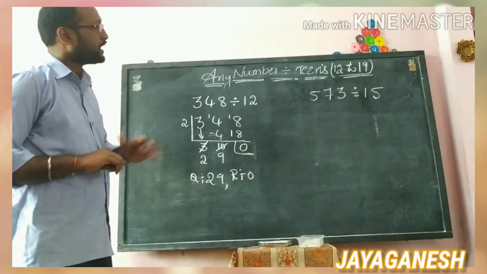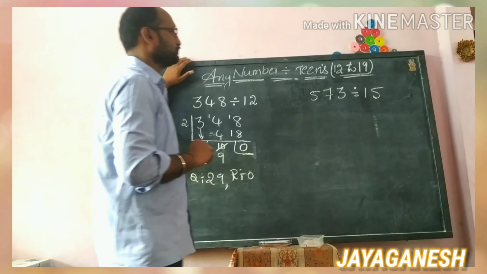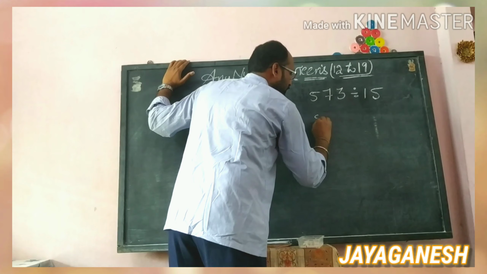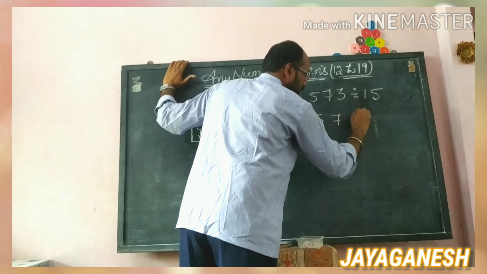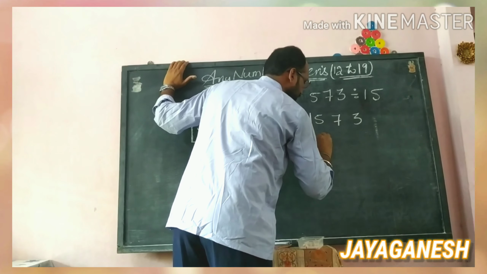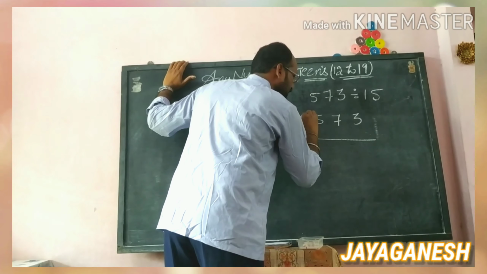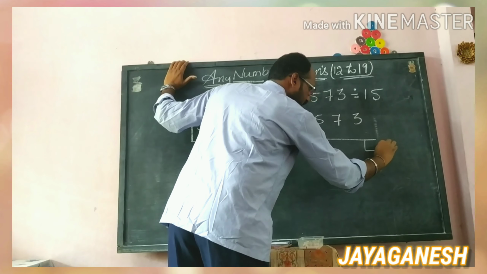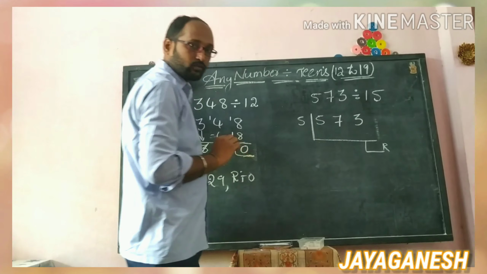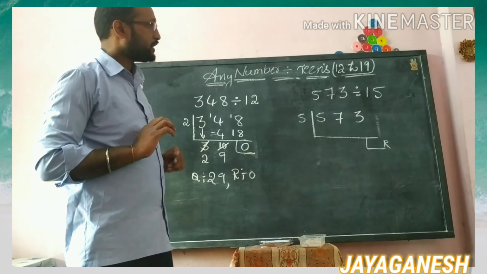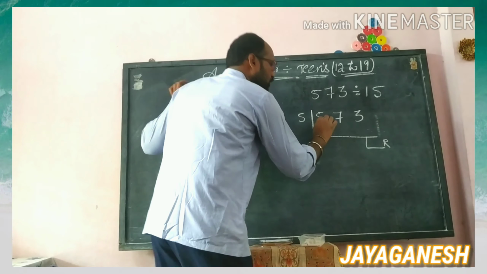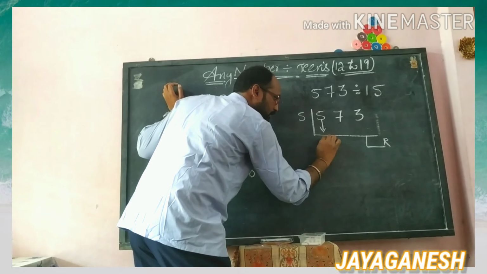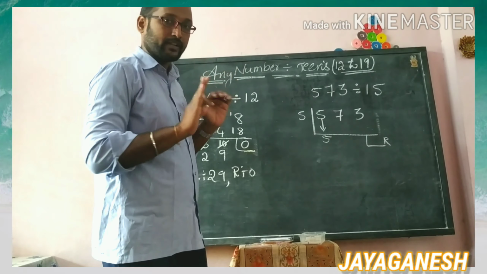Understood, children? We'll see one more example here. 5, 7, 3 and 5 we are writing here, and this is my remainder part. Now we'll start the question. Till this is okay? One more example, clearly observe it. Drop the 5 as it is. Done. Just check whether it is possible or not.